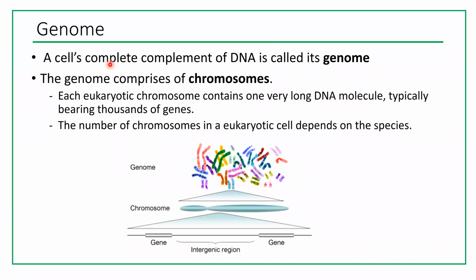A cell's complete complement of DNA is called its genome. The genome comprises chromosomes. Each eukaryotic chromosome contains one very long DNA molecule, typically bearing thousands of genes. The number of chromosomes in eukaryotic cells depends on the species.